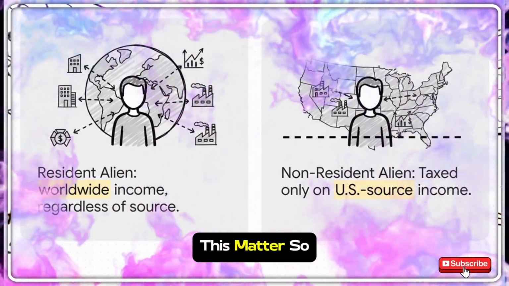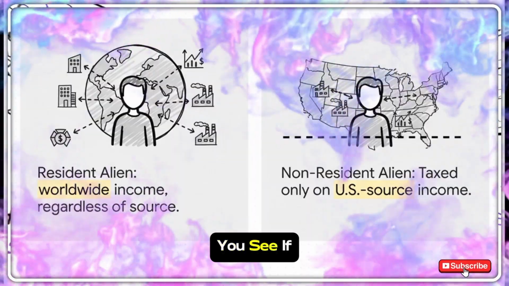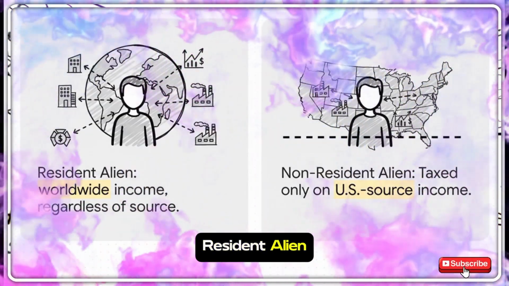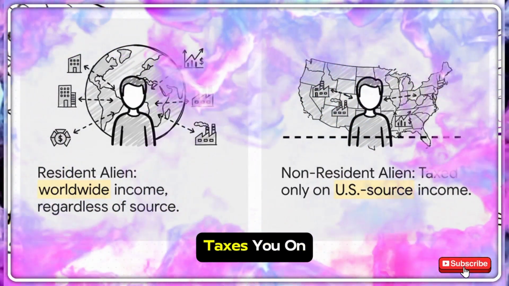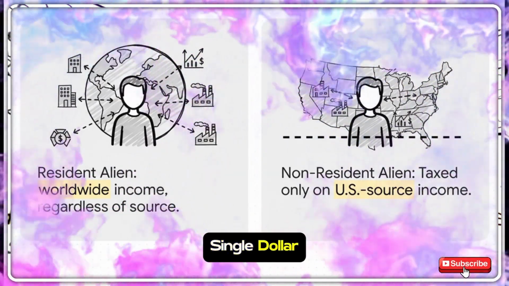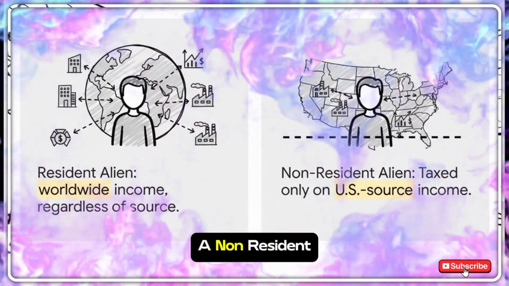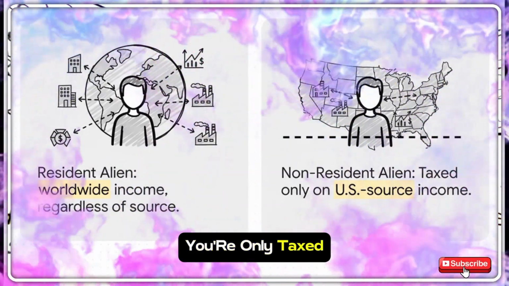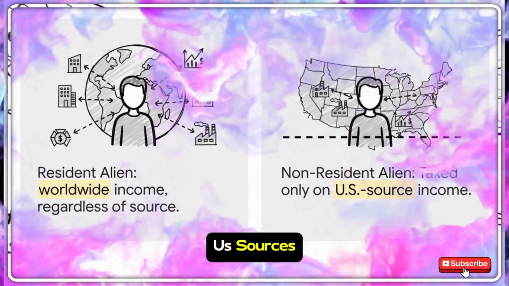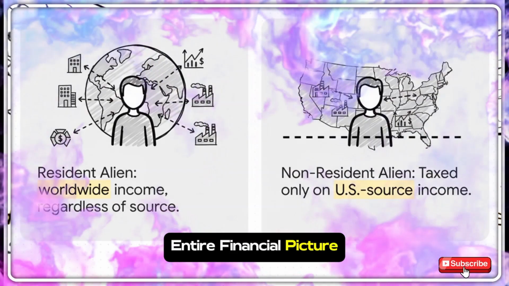So why does this matter so much? Well, the stakes are enormous. You see, if you're considered a resident alien, the US government taxes you on your worldwide income. That means every single dollar, no matter where on the planet you earned it. But if you're a non-resident alien, you're only taxed on income from US sources. That one single difference can change your entire financial picture.